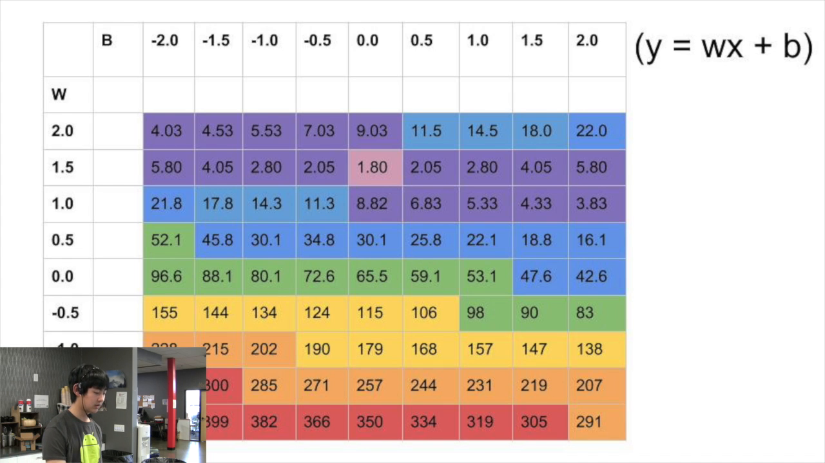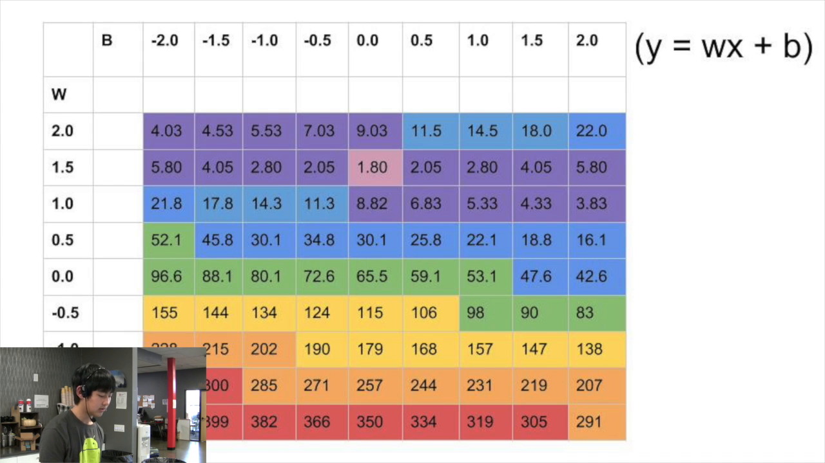For example, slope -1.5 and y-intercept -2 was a really bad guess. It had a loss of a ginormous 315. However, the best guess was a slope of 1.5 and a y-intercept of 0 that had a loss of 1.8. And so our whole question is, how can we find this best guess, this guess with the minimal amount of loss? Okay, but before we can get into that, we have to talk about another way of visualizing this.